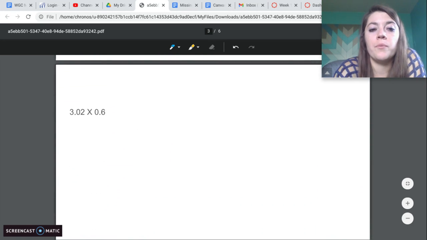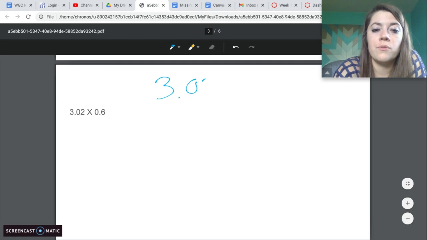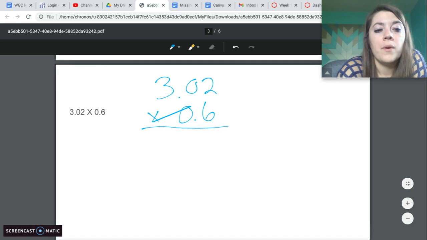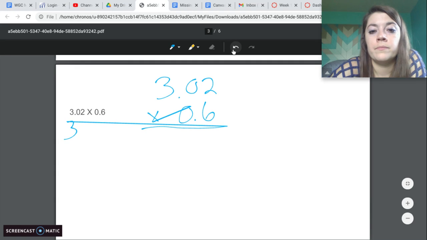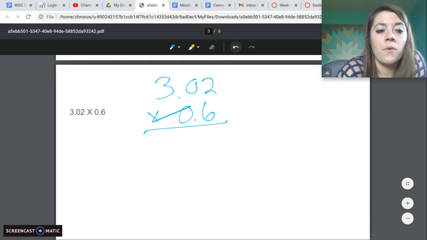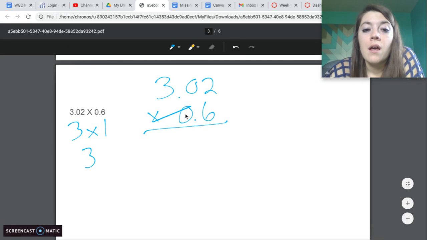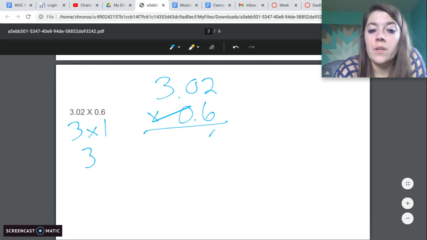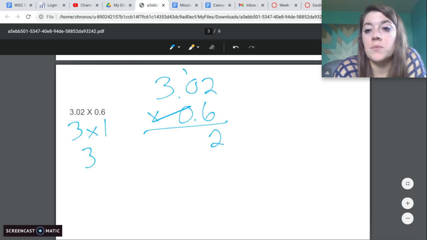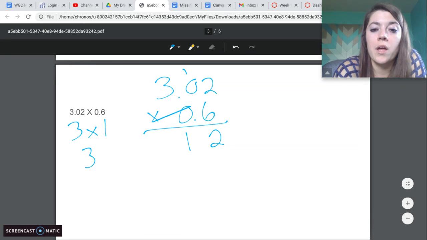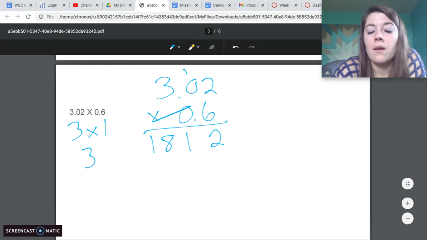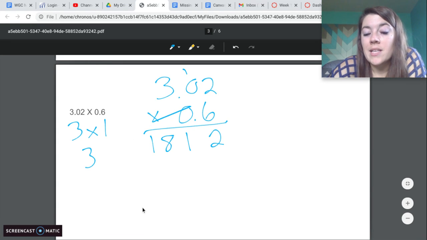All right, the next one, we have 3 2/100 times 6/10. Now, if we estimate this, we'll have 3 times 1, so it should be somewhere close to 3 for this. So 6 times 2 is 12. Carry the 1. 6 times 0 is 0, plus 1 is 1. 6 times 3 is 18. Now, we don't need to multiply by 0 because that's all going to be 0.